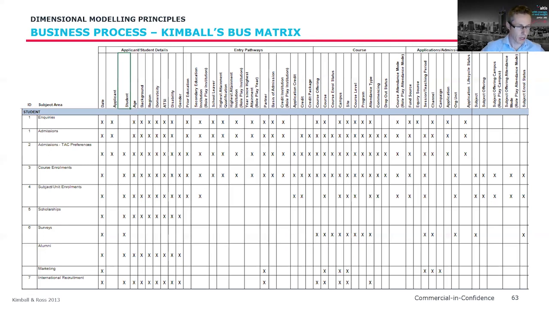So what might a higher ed bus matrix look like? This is looking at the student life cycle particularly. We can see on our rows, we've got the different business processes that would occur within a student life cycle, and many of our dimensions across the top. We're highlighting which dimensions are required in each process, which quickly gives us a view of which dimensions are conformed dimensions.